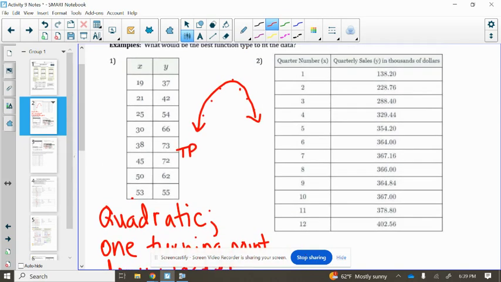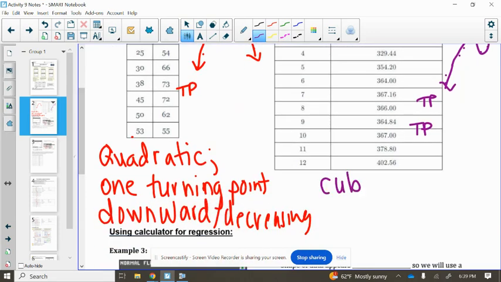Our other graph, as we look at this, we have some more data points. This time we are starting off with an increase. We're going from 138 to 228, 288, 329, 354, 364, 367, and then right here we see a turning point where we go down to 366, 364, but then back up right here from 364 to 367, and then we keep increasing, it looks like, at the end there. So this time our graph appears to have two turning points. So this would best be represented with a cubic graph.